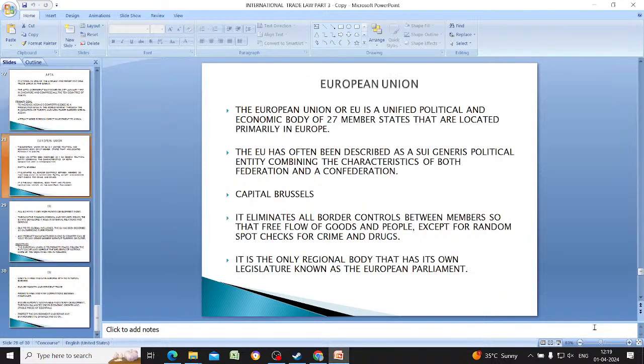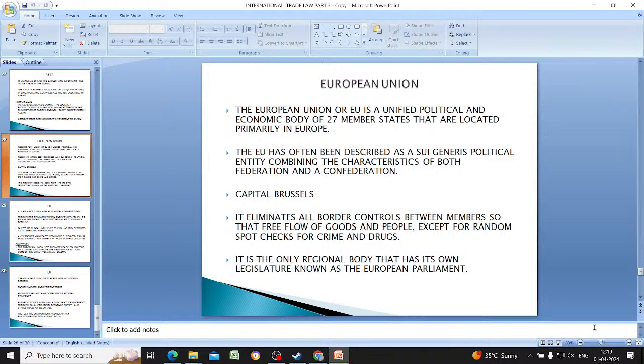Then comes the European Union, EU. Okay, so the European Union or EU is the unified political and economic body of 27 member states that are located primarily in Europe. So it consists of how many countries? 27 countries. Okay, so there are a total of 27 members under the EU. And the EU has often been described as a state-level political entity, combining the characteristics of both federation and confederation. State-level means of its own kind, nothing like it. So we can say that it is a combination of both federation and confederation.